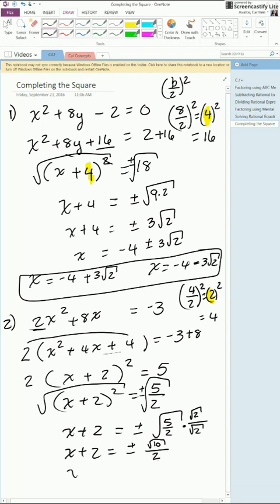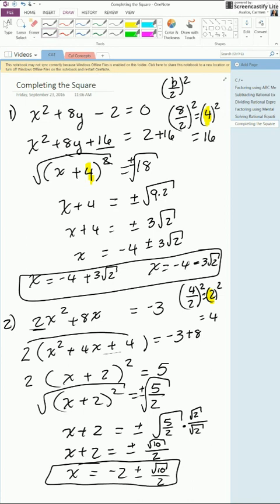And then we move the 2 over, and you get negative 2 plus or minus the square root of 10 over 2. And I'm out of room, but if you notice, this is 2 answers, the plus and minus. So you would say negative 2 plus the square root of 10 and negative 2 minus the square root of 10 over 2. Okay, any questions on that?